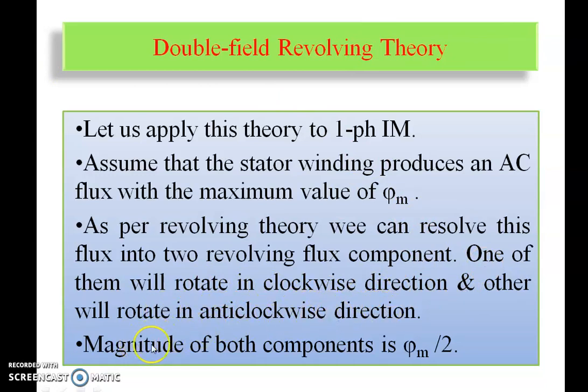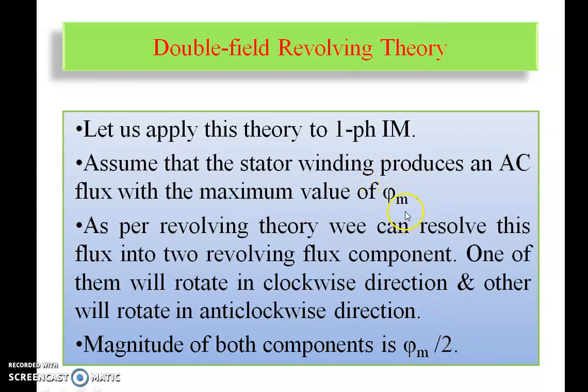The magnitude of both components is phi m divided by 2. What I'm saying is, phi m is a maximum value. This phi m is the maximum value, agreed. What I did is I defined two components, I am resolving this phi m into two components. The value of one component is phi m by 2, and the other is also phi m by 2. That means the magnitude of both components is phi m by 2, that is half of this maximum. The maximum is phi m, and its half is phi m by 2.